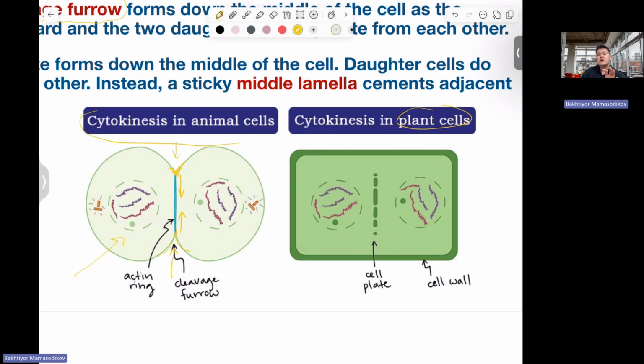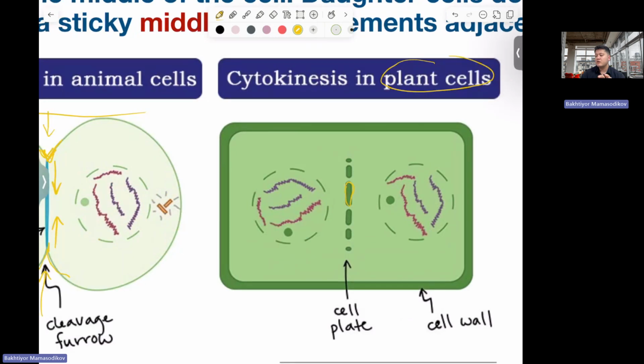These vesicles fuse at the center to form the cell plate. You see those vesicles fusing in the center of the plant cell. The cell plate becomes a new cell wall. It grows from the center toward the two poles, and after that the cell separates into two cells. It's like stacking bricks to build a wall between two rooms. It looks like this.